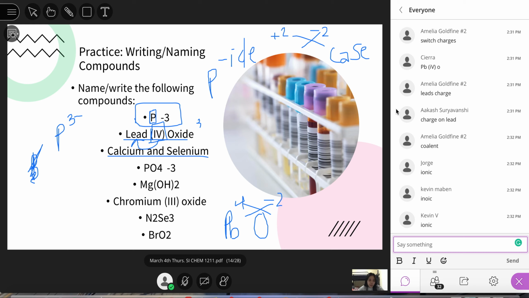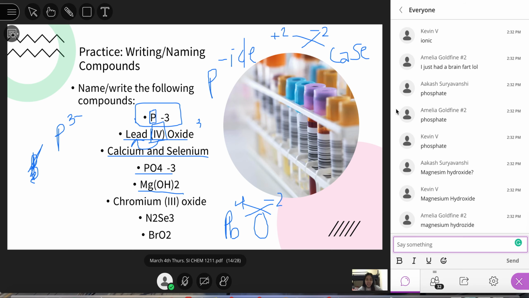What about PO4, 3 negative? What is that? Phosphate? Okay, very nice. Yes, that one's just a polyatomic ion. I just wanted to see your memorization. What about magnesium OH2? What's that going to be? Magnesium hydroxide? Yes, exactly. And that's just a polyatomic ion. And remember, that's just one up there. Magnesium, as you look, is +2, so you switch and you get magnesium hydroxide because of the OH.